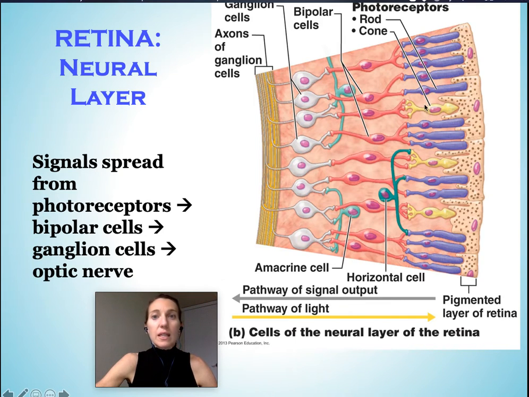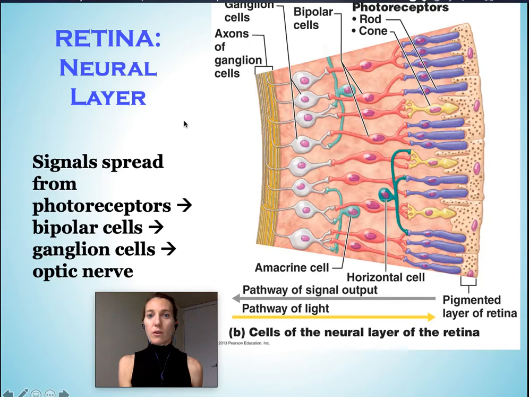The cones need a significant amount of light in order to be able to distinguish one color from the next, which is why when you're in a dim or dark room, everything kind of looks to be the same color. They are really sensitive and again, need that bright light to be able to distinguish among the spectrum.